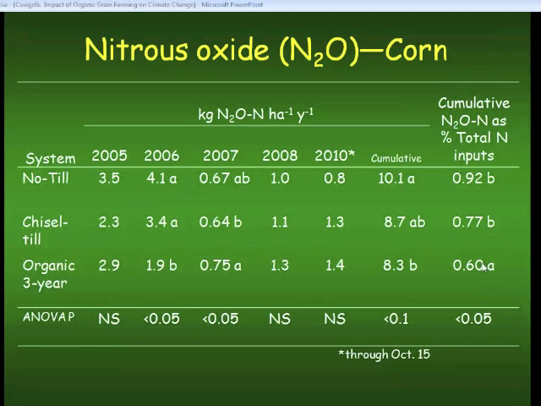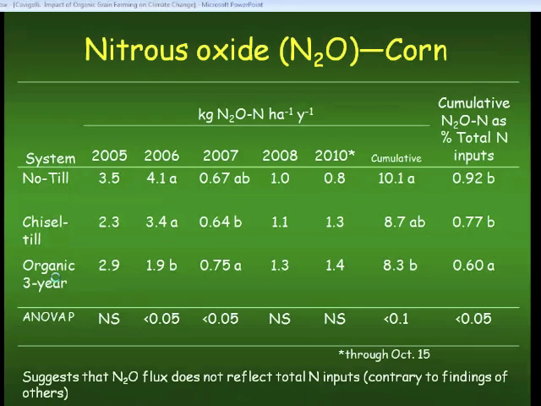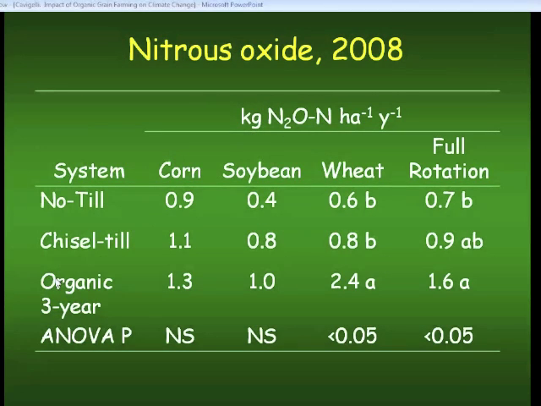Okay, so that's N2O results, and that's just for our corn plots. In 2008, we were able to measure the N2O emissions not just in the corn plots, but also in the soybean and wheat plots in these three systems, and that's what I'm going to show you in the next table.